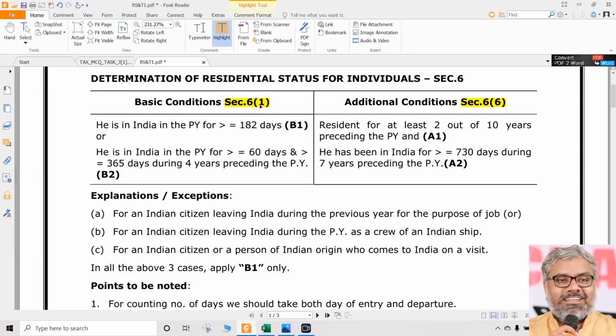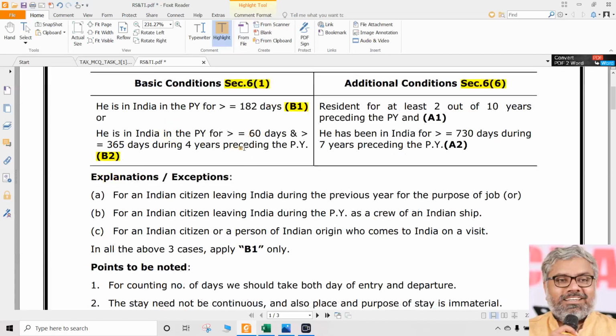So in 6(1), there are basic condition number 1 and basic condition number 2. You don't need to write these words in the exam. This is only for remembering them easily. So what is basic condition number 1? An individual will be called a resident in India if he stayed in India for a period of 182 days or more, or if he stayed in India for a period of 60 days or more and 365 days or more during 4 years immediately preceding the previous year.